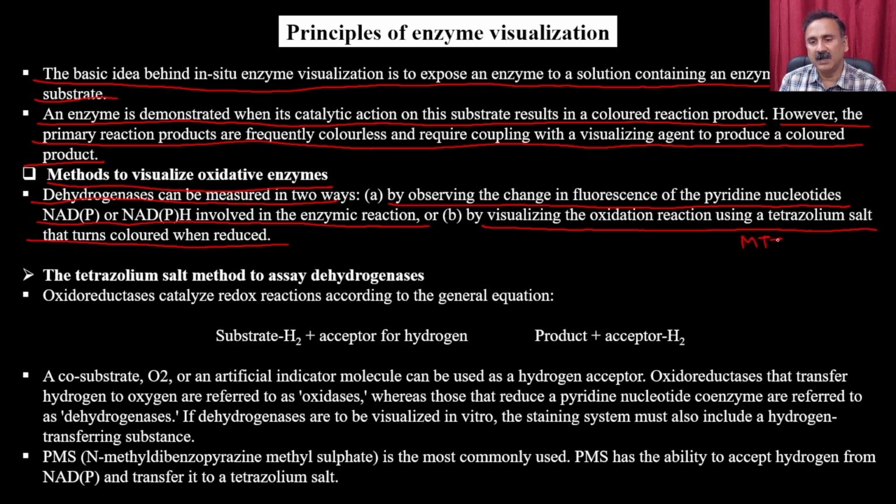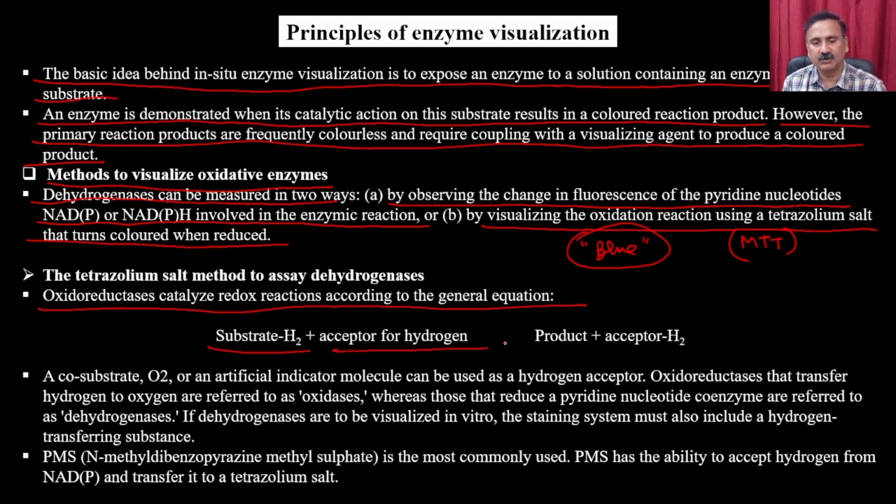For example, you can use the MTT, and that is going to give you the blue color wherever it finds the enzyme which is a dehydrogenase. So the oxidative reductive catalytic reaction, according to the general equation, takes the substrate plus acceptor for hydrogen, and then it gives you the product plus acceptor which contains the hydrogen, and in this process it is going to process the MTT, and that's how it is going to give you the color. A co-substrate O2 or an artificial indicator molecule can be used as a hydrogen acceptor.